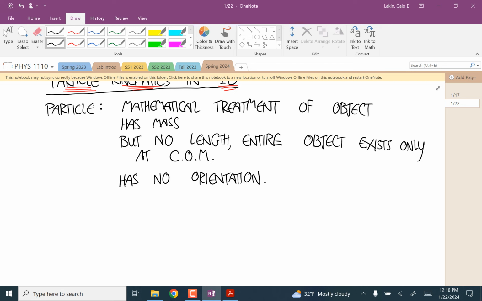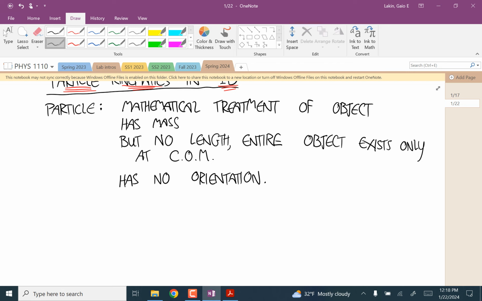Later on, right towards the end, we'll get into doing calculations where we do treat objects as having length dimensions. And that means that the objects can spin, and you have to worry about what happens if it goes from being oriented this way to being oriented this way.